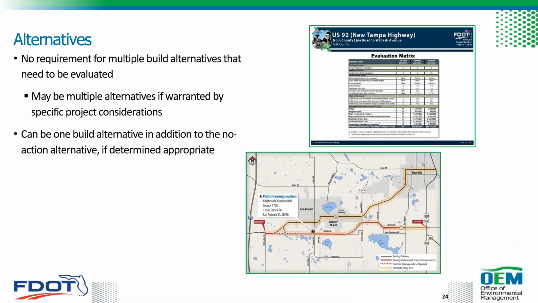Now for SEERs, there's no requirement to evaluate multiple build alternatives. It's going to depend on the project-specific considerations. So it is possible to only have one build alternative in addition to the no action.